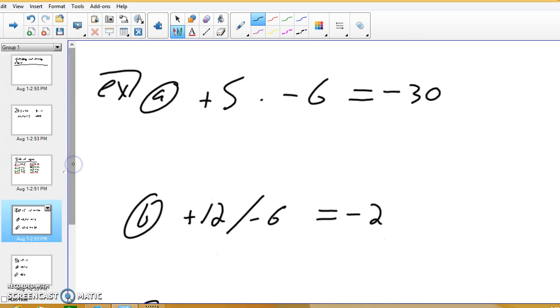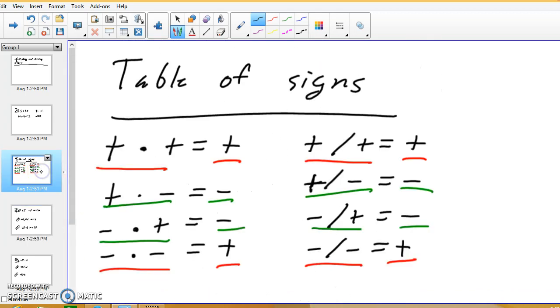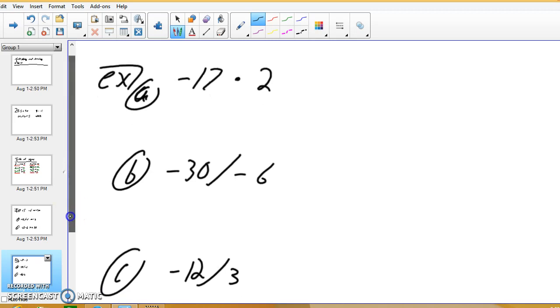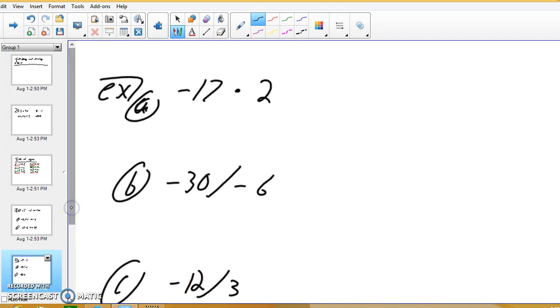And again, there's not much else you need to know when it comes to multiplying and dividing integers. So long as you know how to multiply and divide whole numbers, you just have to remember this table. If they're the same sign, it's going to be positive, whether it's division or multiplication. And if it's opposite signs, it's going to be negative, whether it's division or multiplication. So we'll go through these few examples by yourself, and then I will walk through them with you. Our examples are negative 17 multiplied by 2, negative 30 divided by negative 6, and negative 12 divided by 3. I'll let you work on those right now.